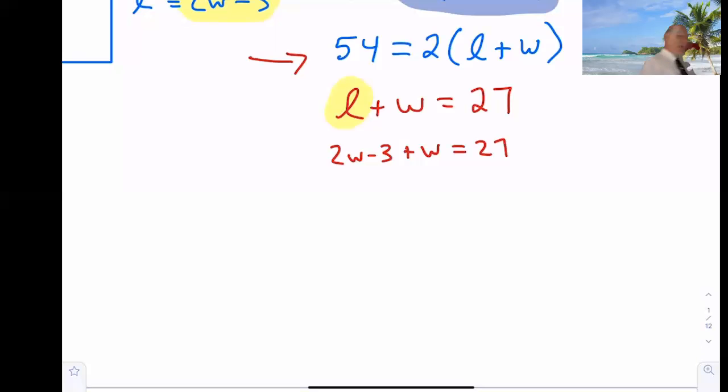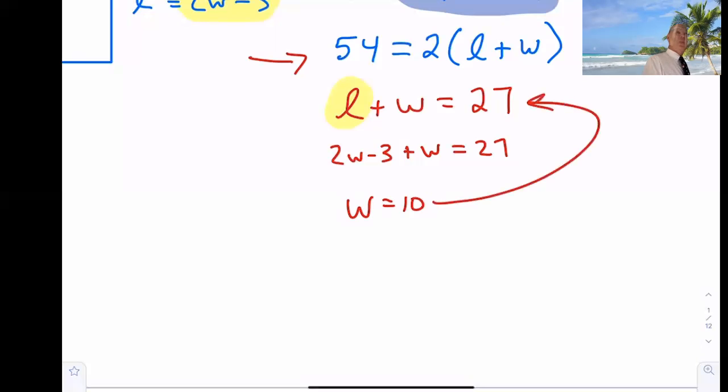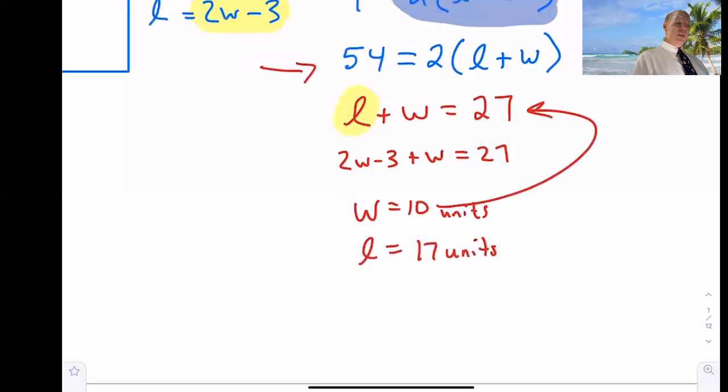All right, now I know that the width is 10. I already said the length plus the width has to be 27. So again, there's not a whole lot of work here except a little basic math. So the length would have to be what? 17. Now here we're going to put units because I didn't put any units down. All right, so 10 units and 17 units. Come on now. Wake up. I don't think that's that hard.